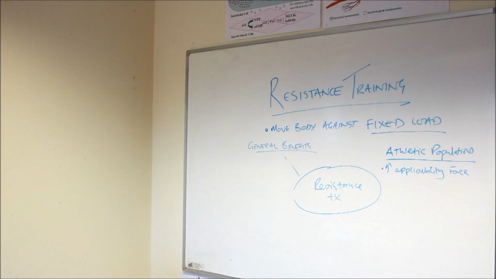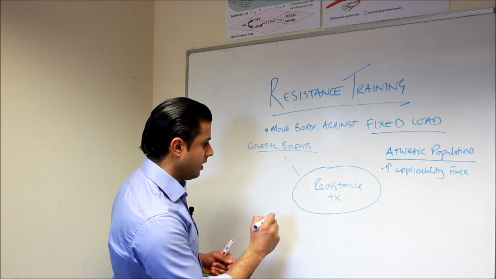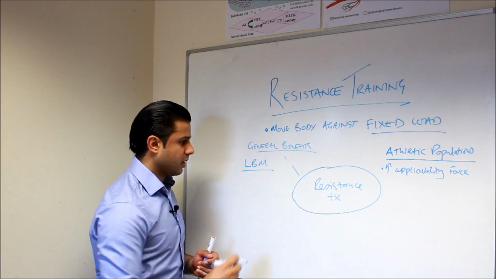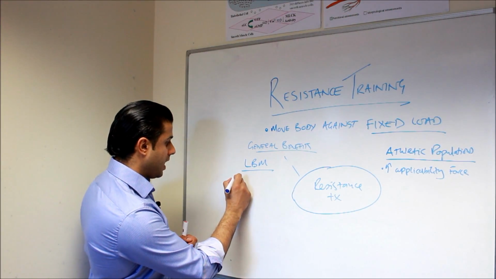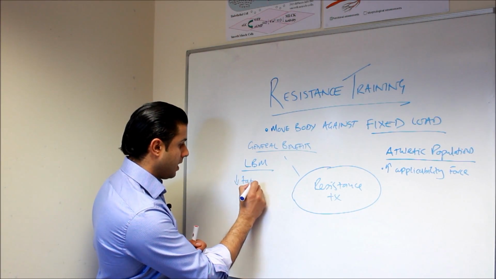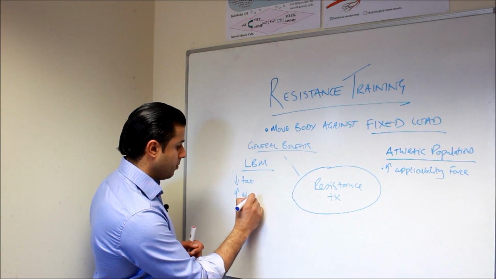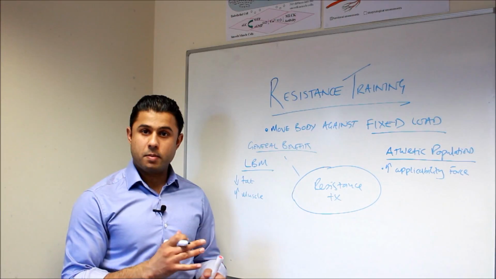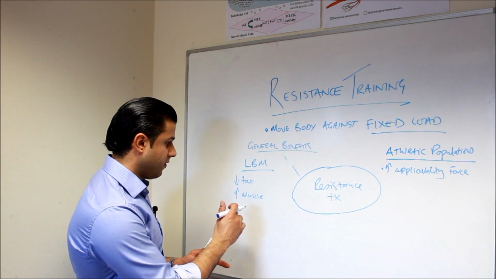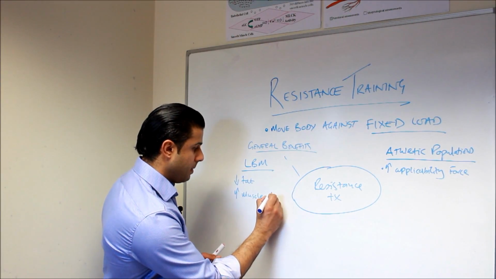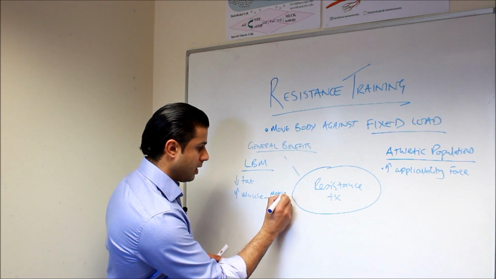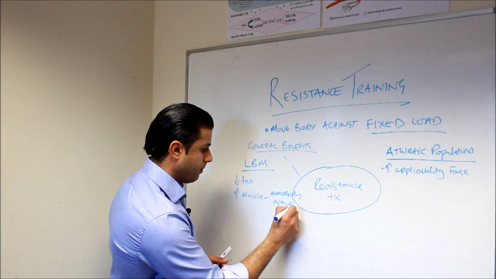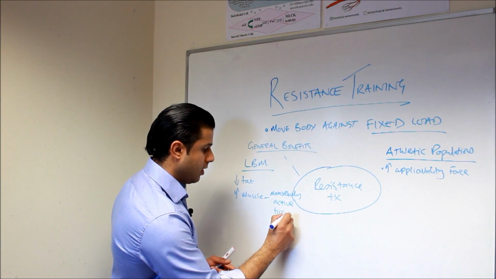Now, essentially, with resistance training, if you have an increased amount of lean body mass, okay, then you're going to have reduced amounts of fat, increased amounts of muscle. That's the long and short of it. Now, muscle is much more metabolically active than fat, okay? So this is a metabolically active tissue. What does that actually mean?